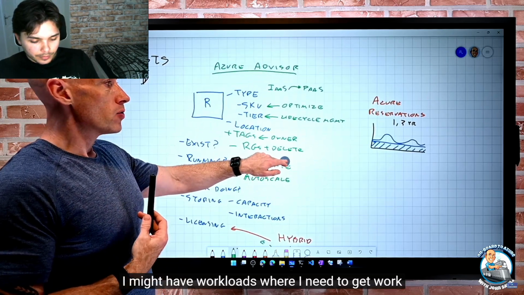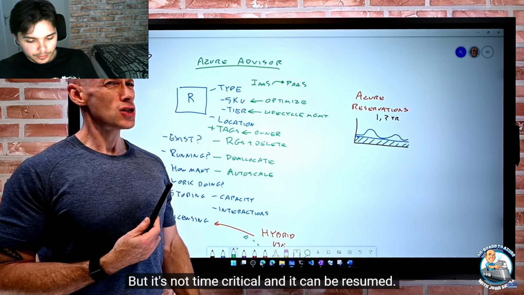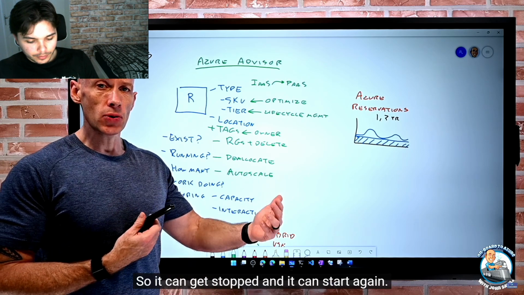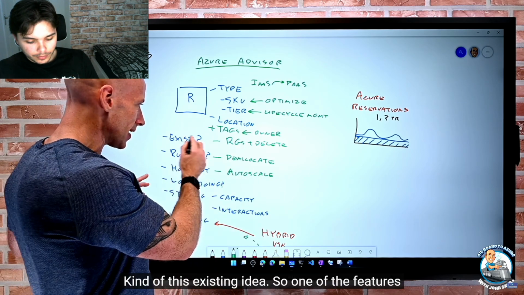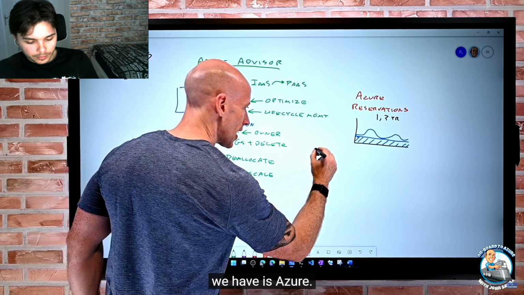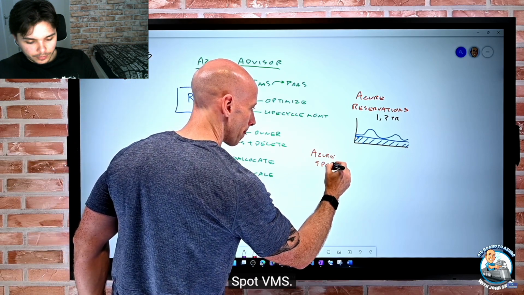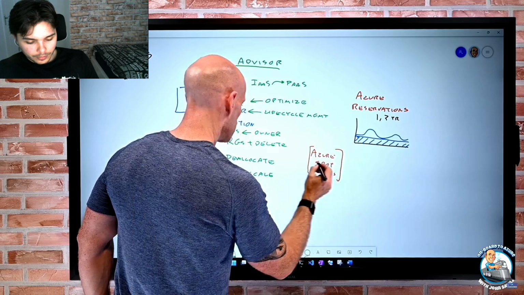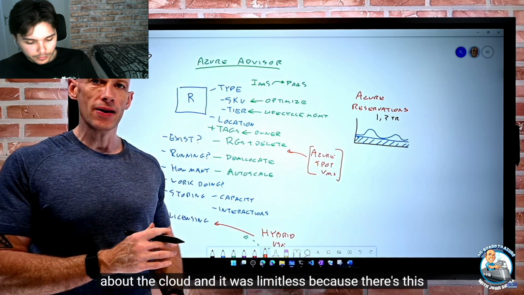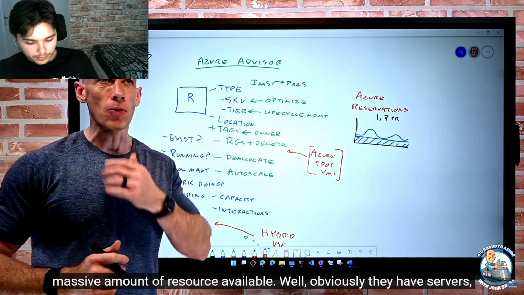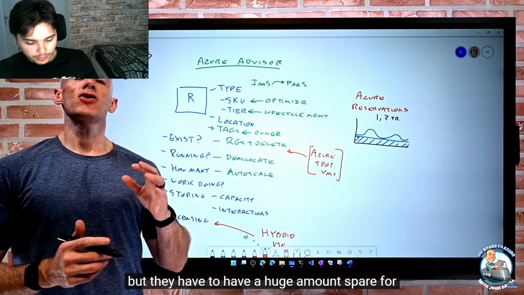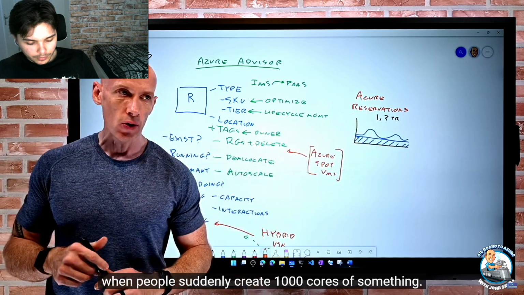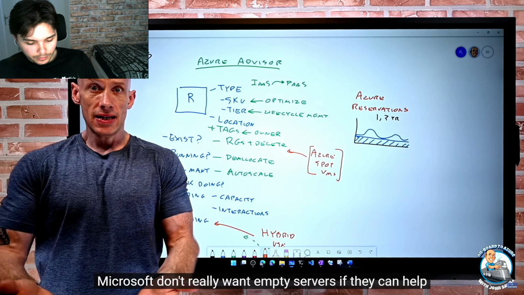I might have workloads where I need to get work done, but it's not time critical, and it can be resumed. So it can get stopped and it can start again. One of the features we have is Azure Spot VMs. What this lets me do is, remember we talked about the cloud being limitless because there's a massive amount of resource available. Well, obviously they have servers, but they have to have a huge amount spare for when people suddenly create 1,000 cores or something. Well, I don't really want empty servers if they can help it.